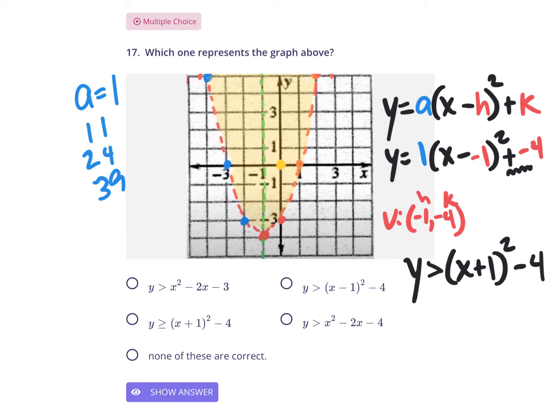And that is the reason why it's a dotted parabola. If it were a solid parabola shaded up, it'd be a greater than or equal to, because that would be solid if it were an or equal to. A solid graph would mean that you have to have a solid line underneath your inequality.